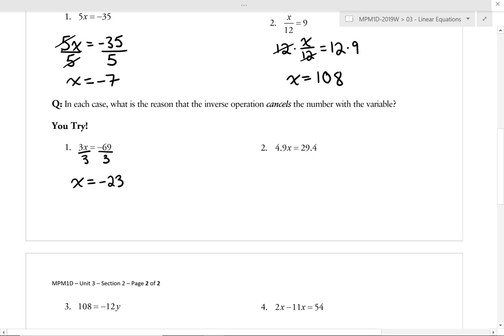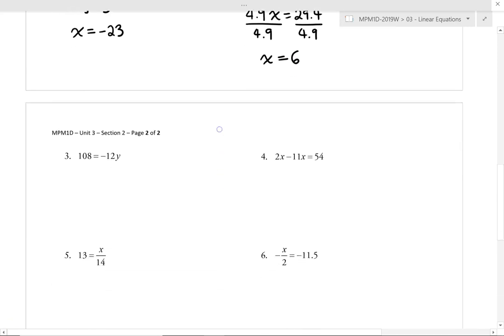For number 2, we again have a multiplication here, and this is a decimal, so really we're just going to need a calculator for this one. Right? So if we have 4.9x equals 29.4, we can divide both sides by 4.9, like so, and we can pull out our calculator, punch that in, and we get 6. There we go. Okay, next page.